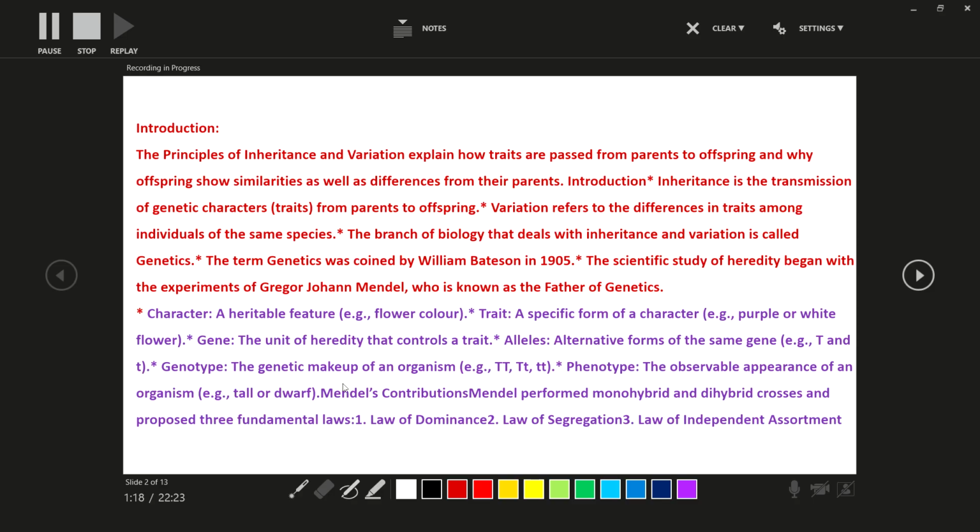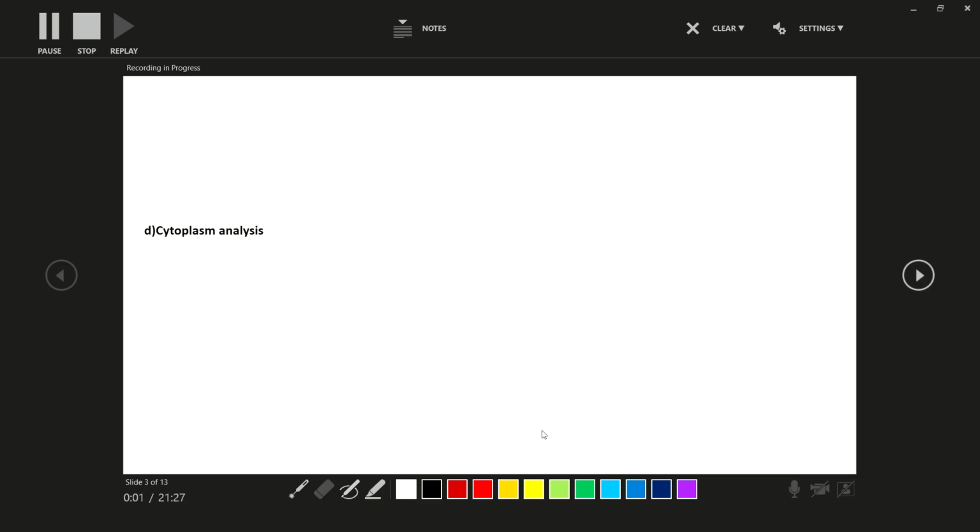Genotype, the genetic makeup of an organism, which is inherited from the parents in the form of genes. And phenotype, the observable appearance of an organism that we can see externally, tall or dwarf, etc. Mendel's contribution. Mendel conducted experiments on the pea plant, and he observed monohybrid and dihybrid crosses, and he gave the laws: the law of dominance, law of segregation, and law of independent assortment.